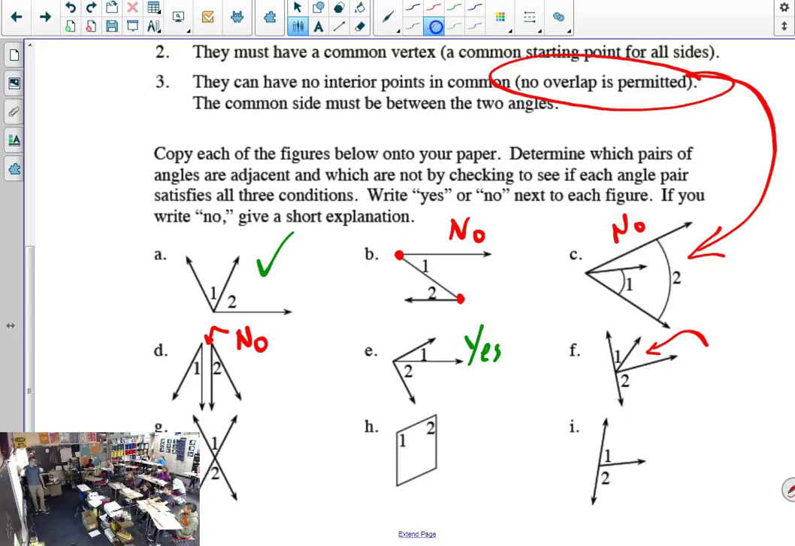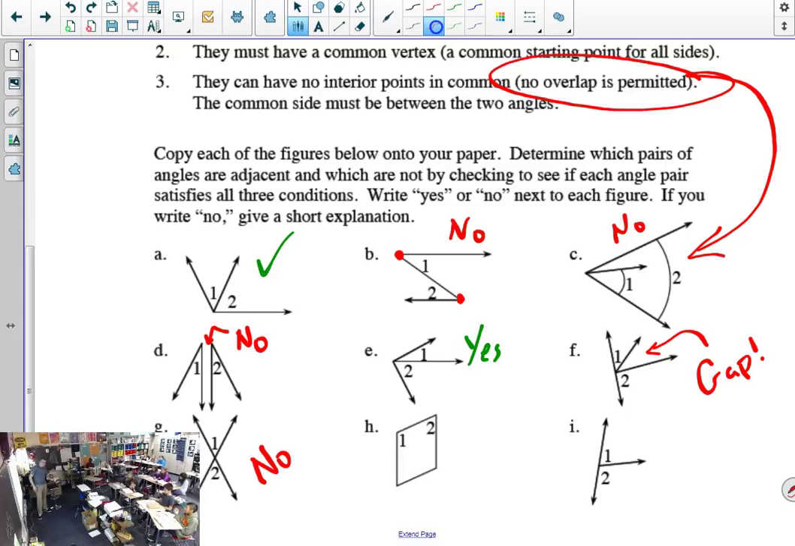Angles 1 and 2 are not next to each other, right? This is hard too because in the picture, there are angles next to each other. There are adjacent angles. But here, there is a gap. What is H? G, Aubrey, what do you think? G? No, because there's totally a gap.